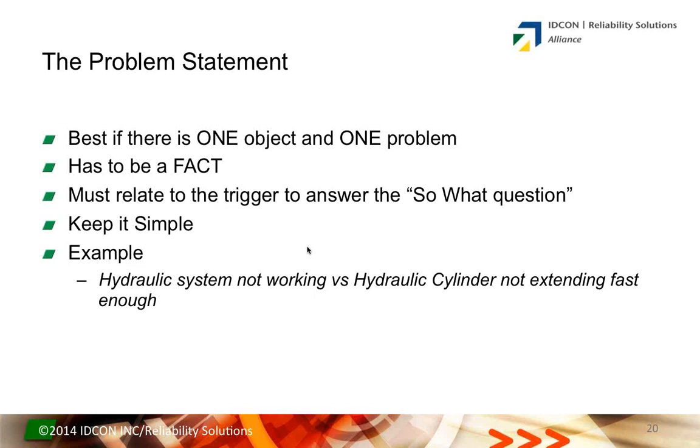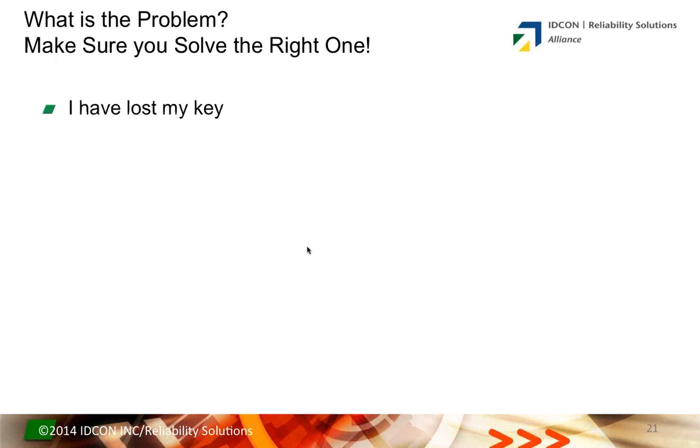Perhaps a better example would be the hydraulic cylinder is not extending fast enough. If you look at those two statements, not working versus not extending fast enough, the second of those two statements has got something I can get my teeth into. Okay, so it's really important how we write our problem statement. You always need to make sure you're looking for the right thing, and that's what a good problem statement does. Is the problem that I've lost my key? Or is the problem really I can't get into the house? Right? I can solve the key loss thing, but does that always necessarily get me back into the house?